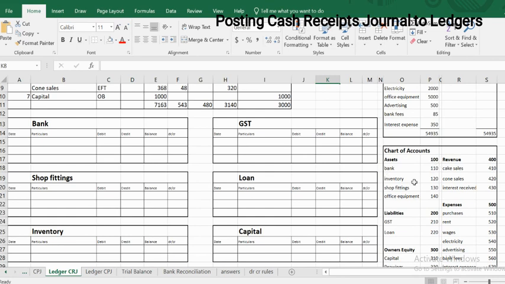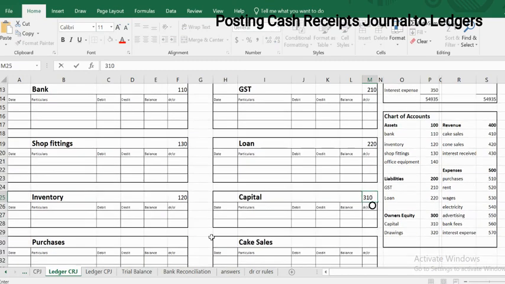So if we look here, bank was 110. So up in that top right-hand corner, I'm going to write 110. GST down here was 210, so I'm putting in 210 here. Shop fittings, it was 130, and loan was 220. Inventory was 120, and capital down here was 310.